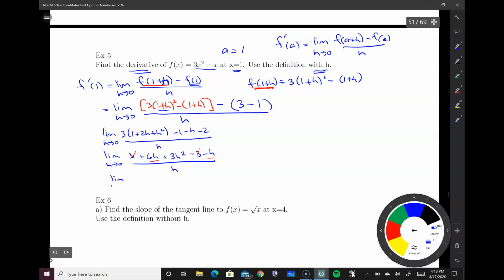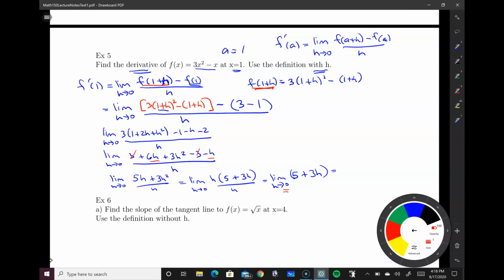So let's do it. Limit as h goes to 0, 5h plus 3h squared all over h. Let's factor an h out. So canceling, I have limit as h goes to 0 of 5 plus 3h. So remember, now is the time when I ask myself, can I plug in h equals 0? I can, I do, and I get 5. So f prime of 1 is 5.